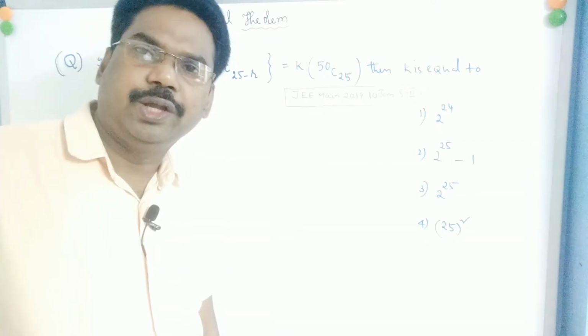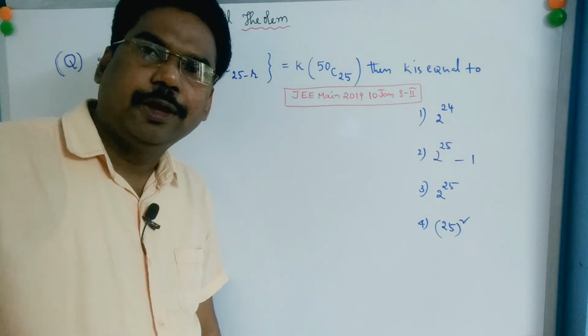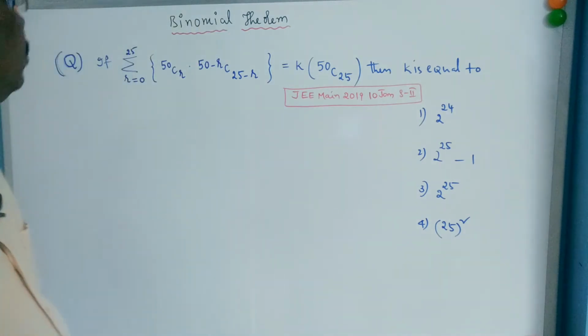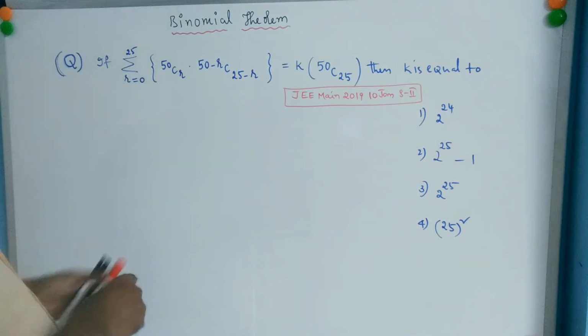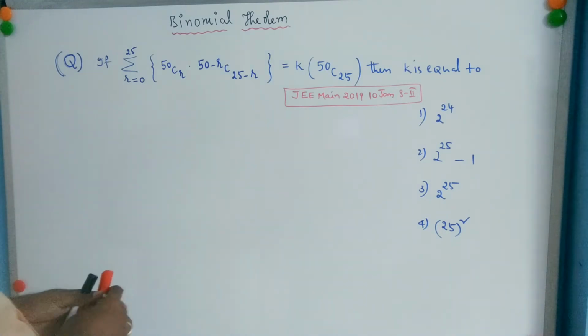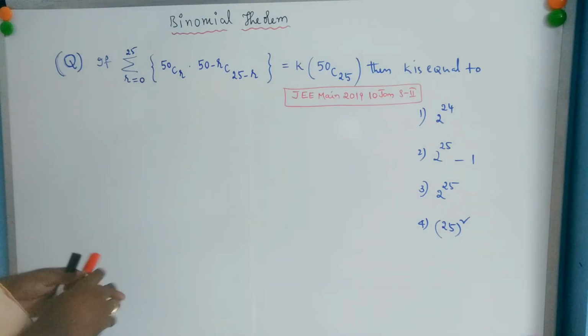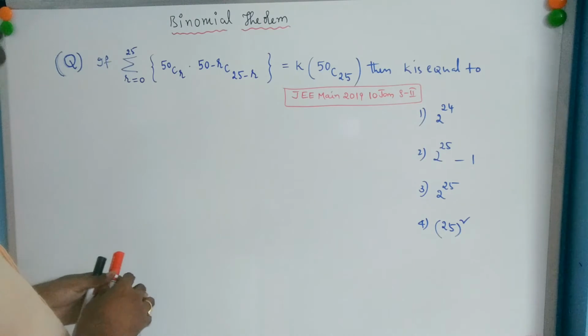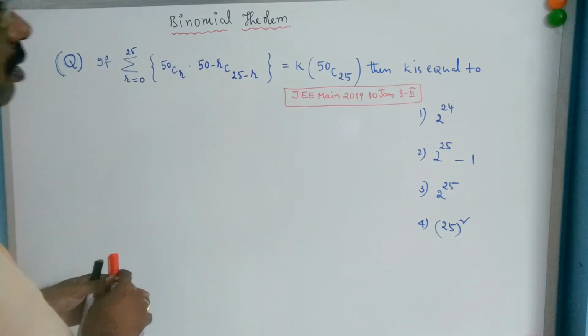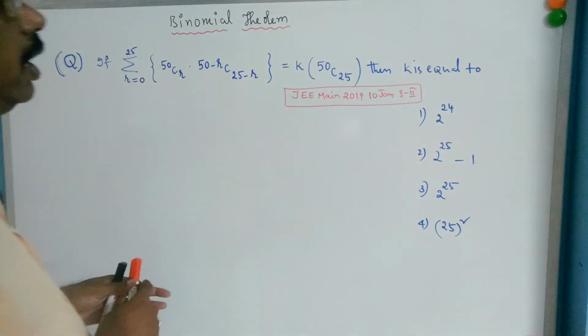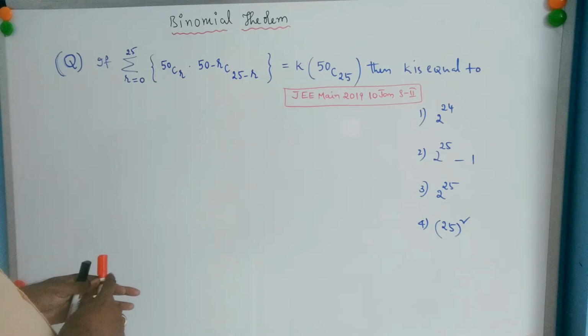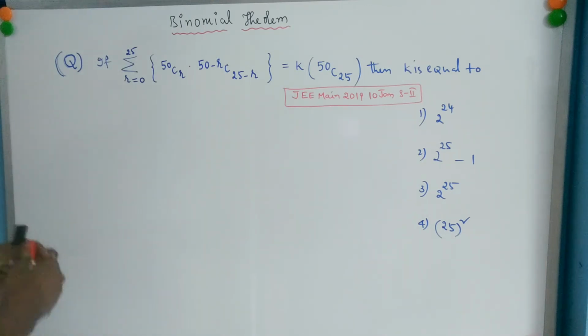Now I am going on. Topic is binomial theorem. Now here first one: if sigma r equal to 0 to 25, 50Cr into 50 minus rC 25 minus r is equal to k into 50C25, then k is equal to?